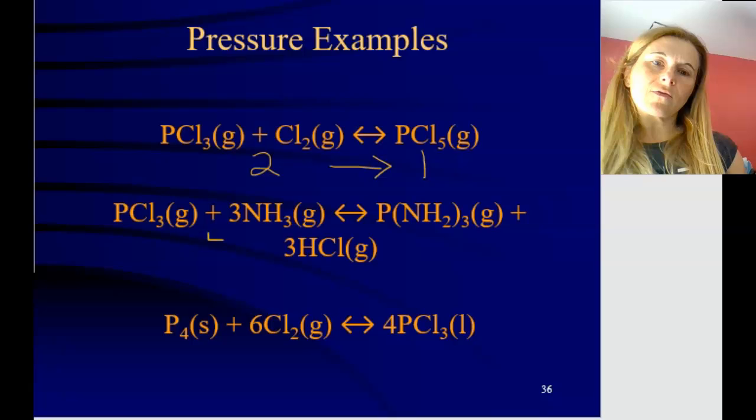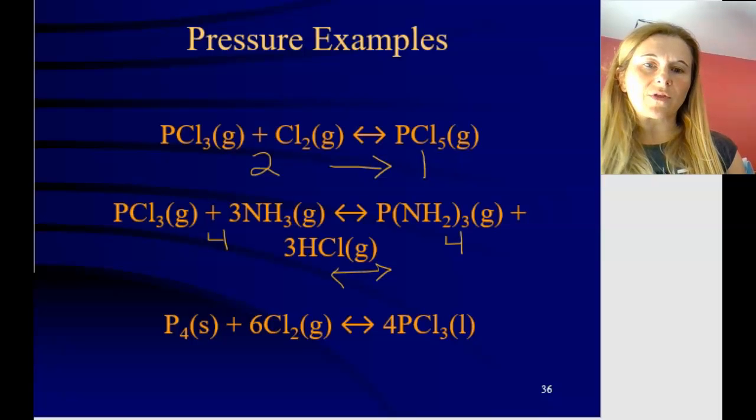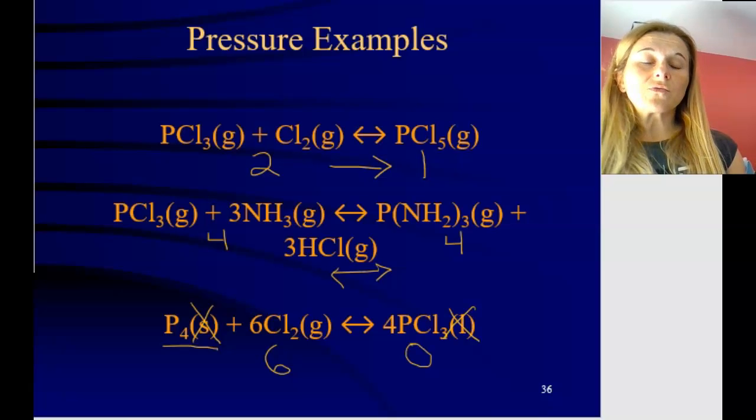Here we've got 4 moles, and over here we've got 4 moles. So these guys are equal, so we're going to have no change in how our reaction is taking place. Here we have 6 moles because this guy is not going to count. He's a solid. And over here we have 0 moles because this guy is not going to count because he is a liquid. So if we put this under pressure, then this is going to go toward making more product, because 0 is obviously less than 6.